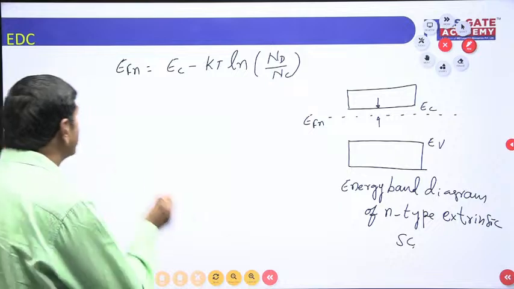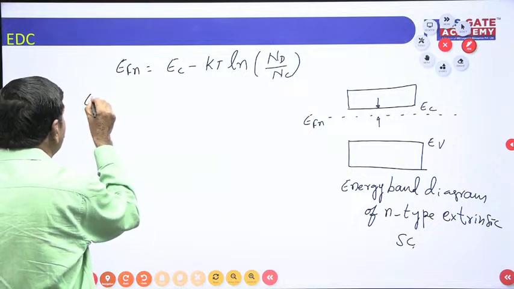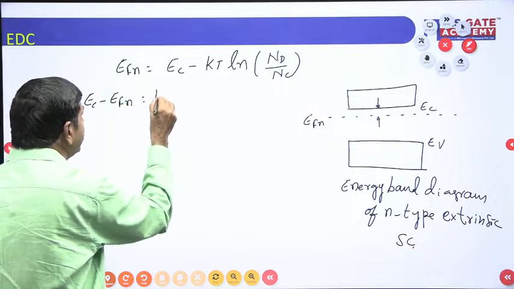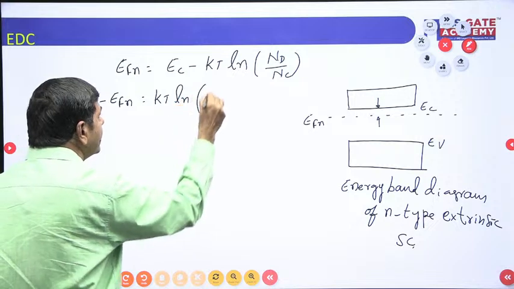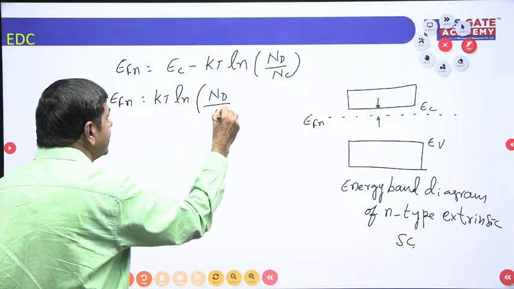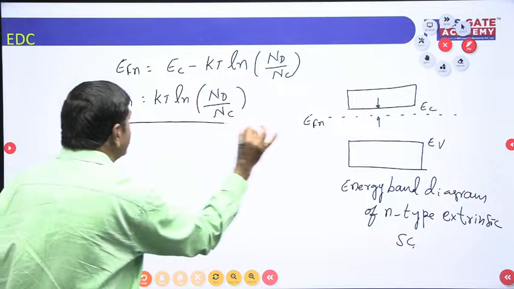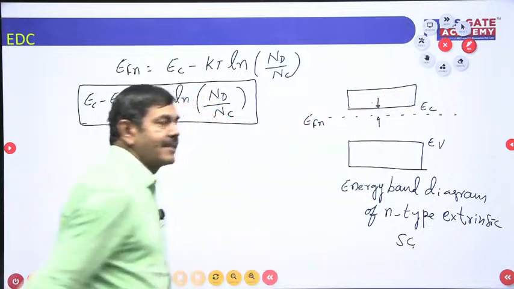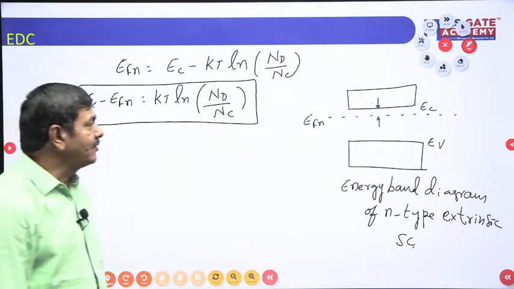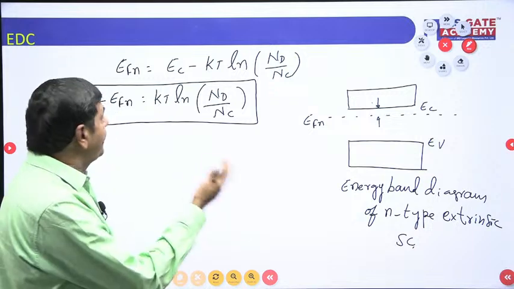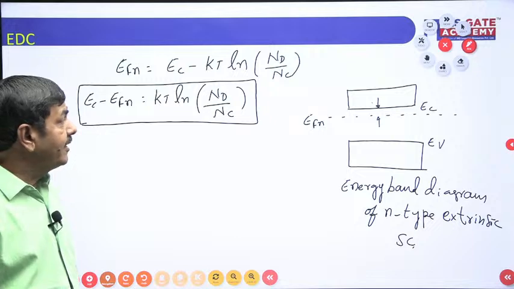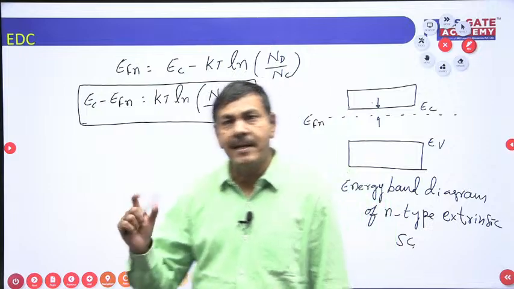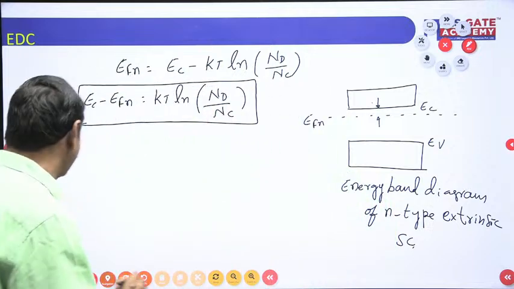That energy required means we can write EC minus EFN, if you want to find, in the problems you can use kT into ln of ND by NC we can write it now. Yes, this formula you must use. The formula is to be used to find out this energy level. I hope you followed this now. This way we can find out EC minus EFN now. Next we can see how to find out the Fermi level in the p-type extrinsic semiconductor, how that energy band diagram will be there. I will explain now.